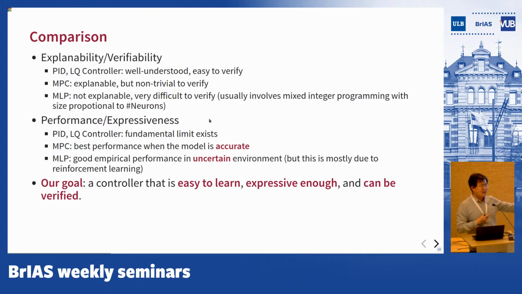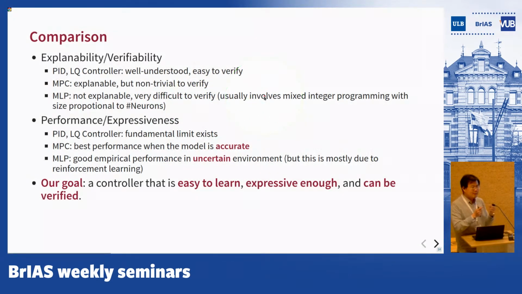On one side, you have very simple controllers. You have PID. You have this linear controller that is very easy to understand, even if you don't really understand the learning algorithm. As long as they give you a linear controller, it's very easy for you to verify whether this controller is stable or not. On the other hand, you have the so-called neural network-based controller that nobody really knows what it is doing. There is a little bit of work on how to verify this, but the complexity is really high. So in reality, you cannot do anything about it.